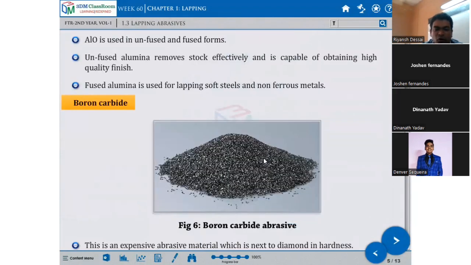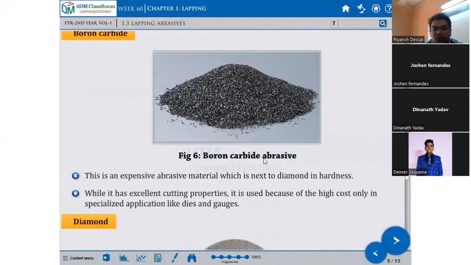Next is boron carbide. Boron carbide abrasive is an inexpensive abrasive material which is next to diamond in hardness. These are very hard, next to diamond. That is boron carbide. While it has excellent cutting properties, because of the high cost it is used only in specialized applications like dies and gauges.